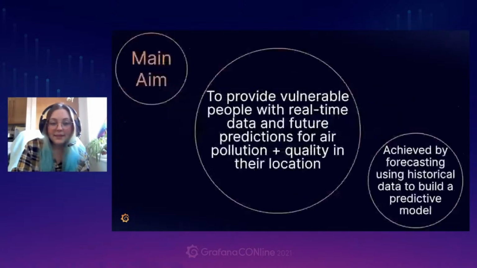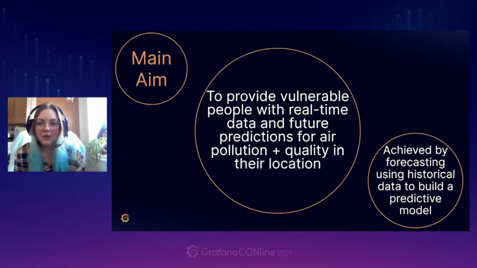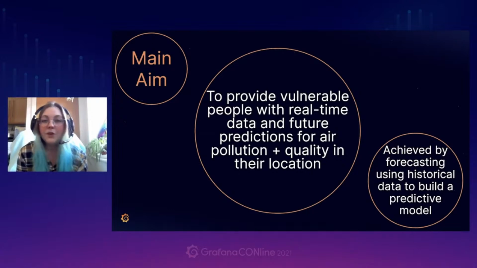So with this, our main aim became formalized as to provide sufferers of lung-related illnesses with real-time data and future predictions for air pollution and quality in their location. This was to be achieved in the aim of forecasting air quality by using historical data to build a predictive model. So not just displaying raw real-time data, but also some future predictions to help people plan around their illnesses.